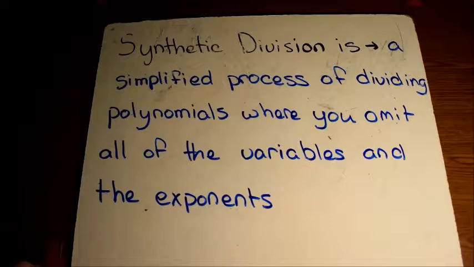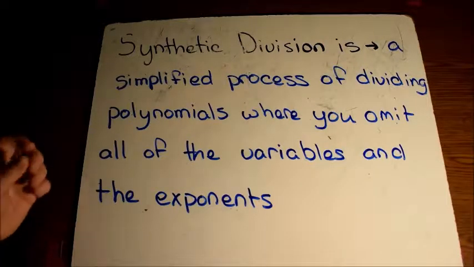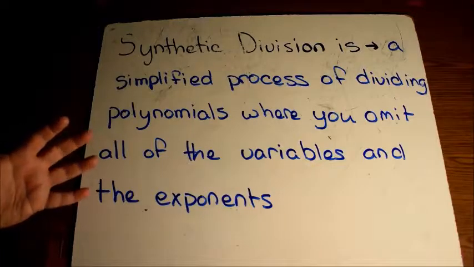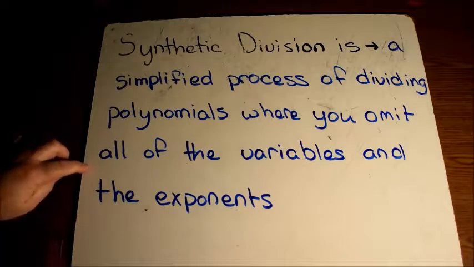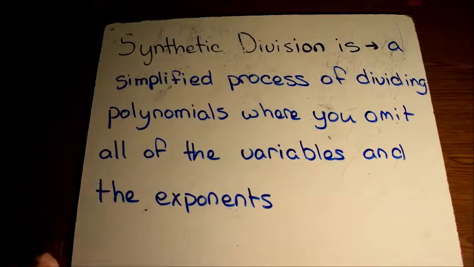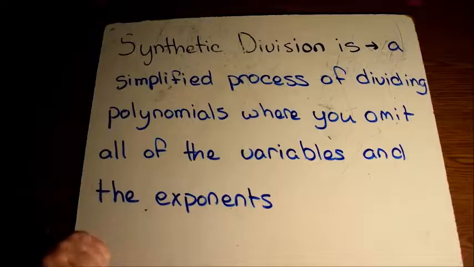Alright, so synthetic division. The definition for that is, it's a simplified process of dividing polynomials where we're going to omit the variables, so omit the x's or the a's or the y's or whatever we're using, and we're also going to omit the exponents. The big thing that you have to remember here is that it has to be a linear equation that has a coefficient of 1. So we'll take a look at an example of that.